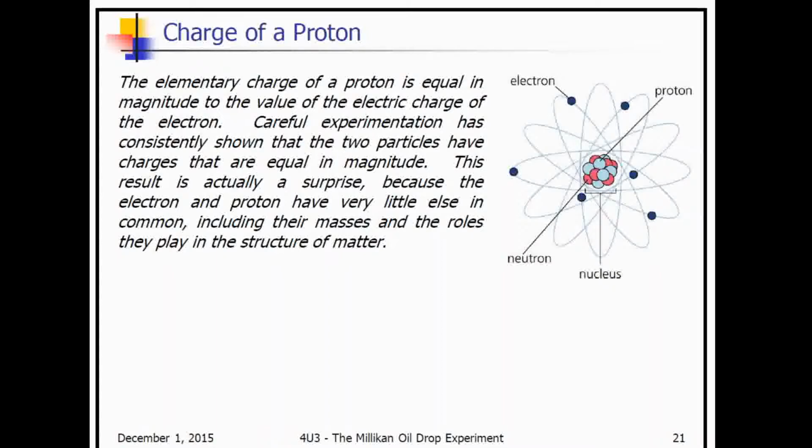And the proton itself, being much larger, is actually made up of different materials, whereas the electron is more of an elementary particle. It's not broken up into others.